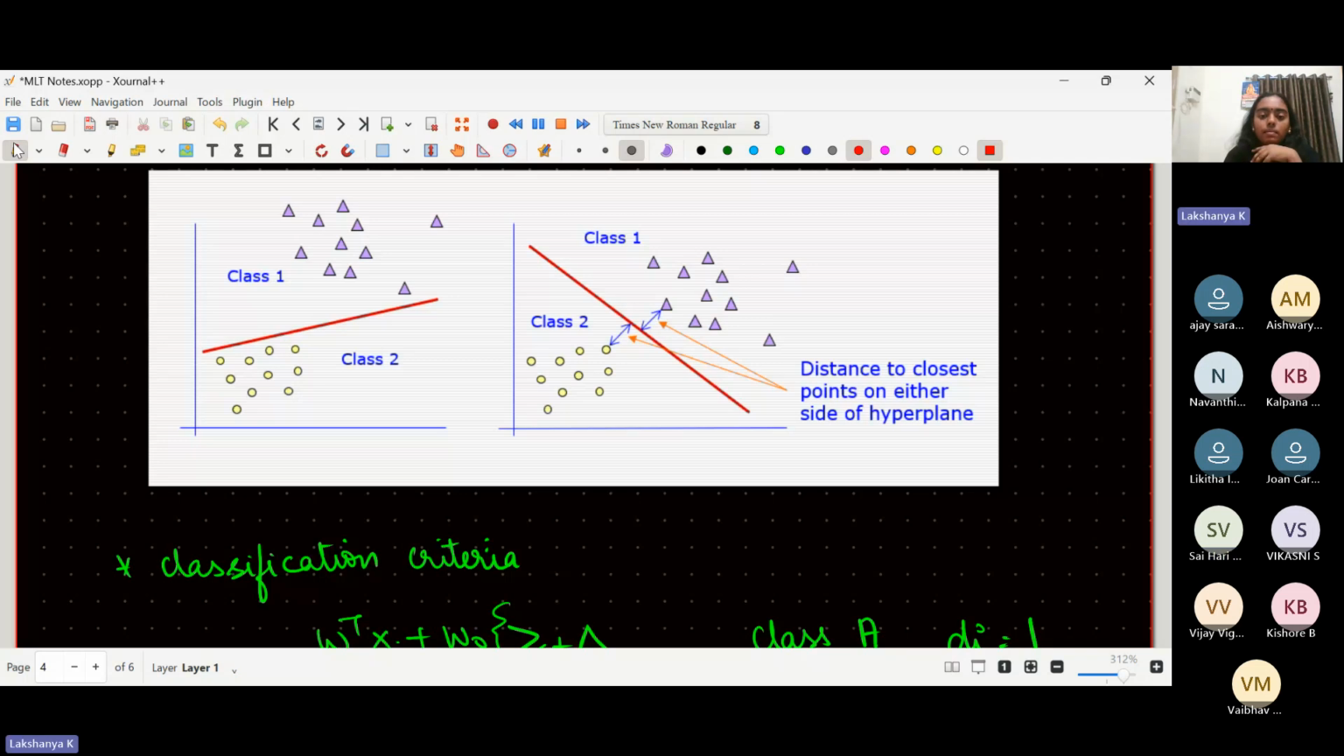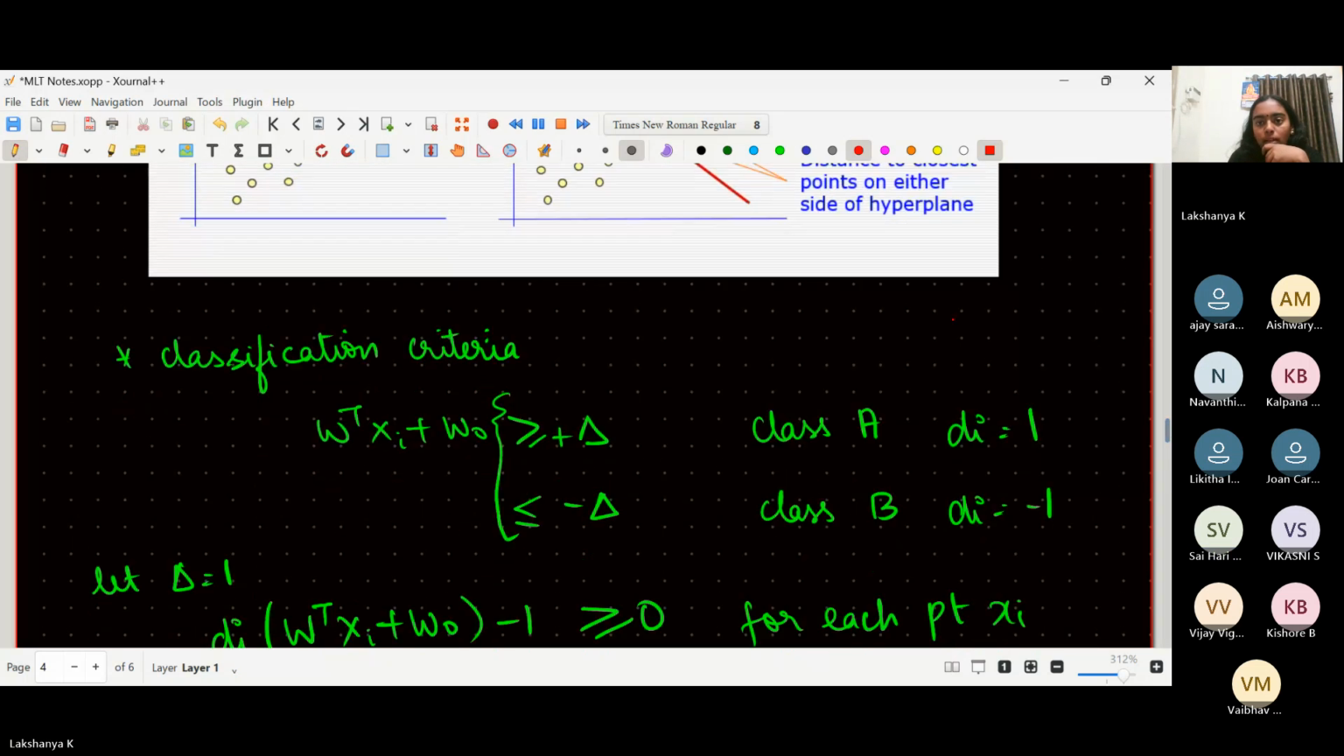Okay, so we'll go into the math now. Essentially, it's a straight line. We're assuming it's a straight line, right?